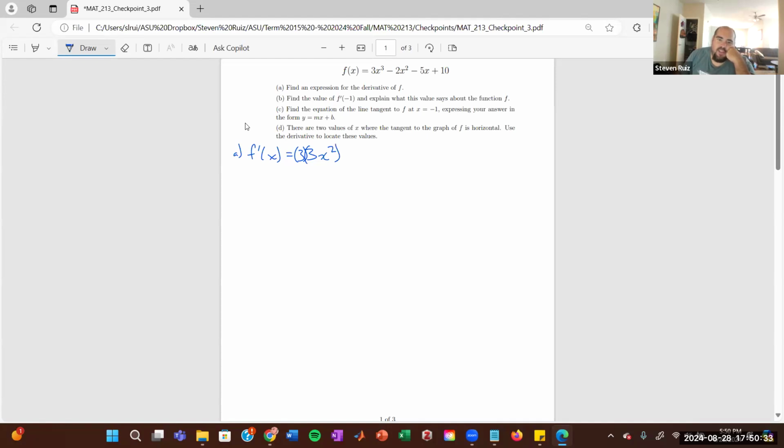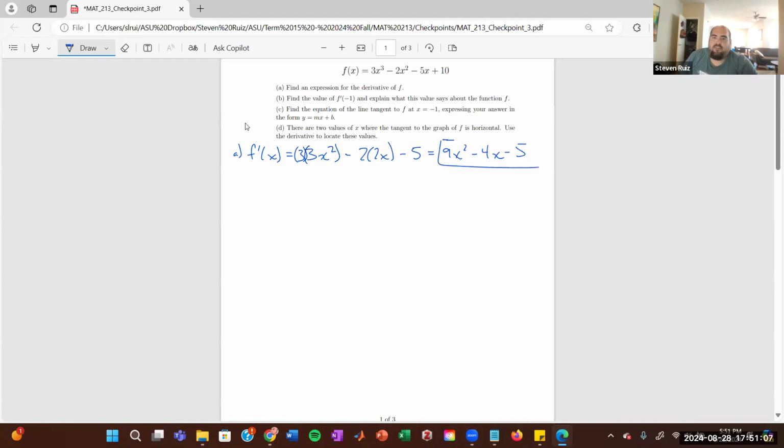And the same kind of thing for the next term. The derivative of x squared would be 2x. We have 2 times that because our coefficient of x squared is 2, or negative 2 actually in this case. What's the derivative of negative 5x? That'll be negative 5. And what's the derivative of 10? That's a constant. The derivative of any constant is going to be 0. So let's go ahead and clean this up, and we get what? 9x squared minus 4x minus 5.